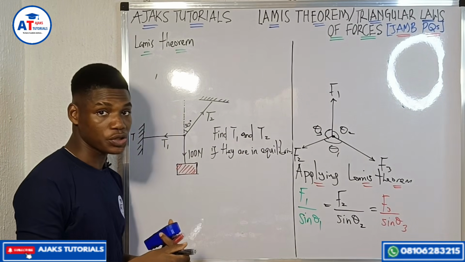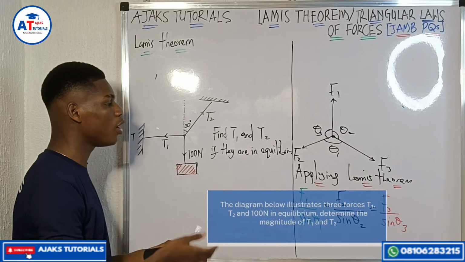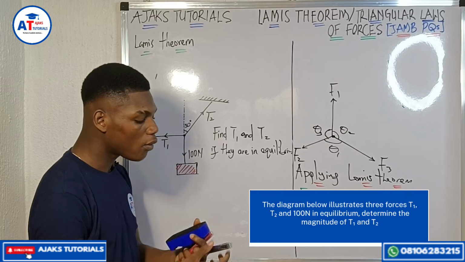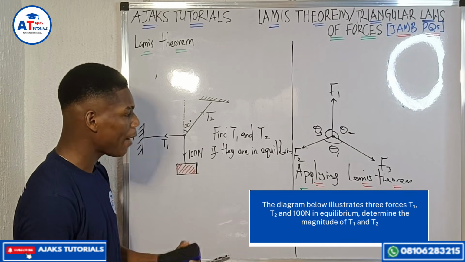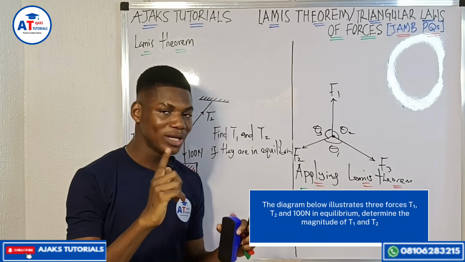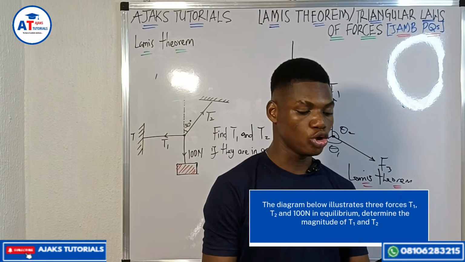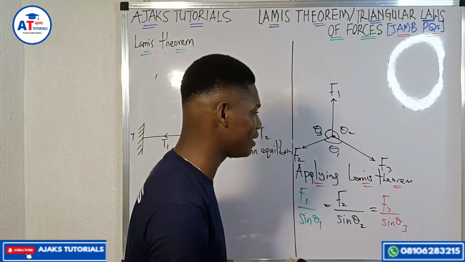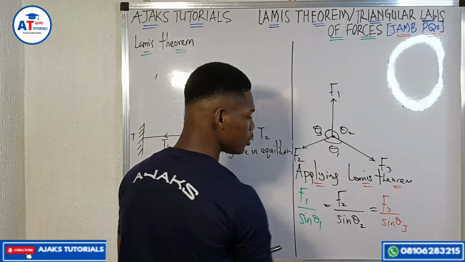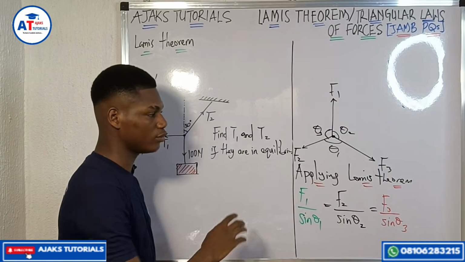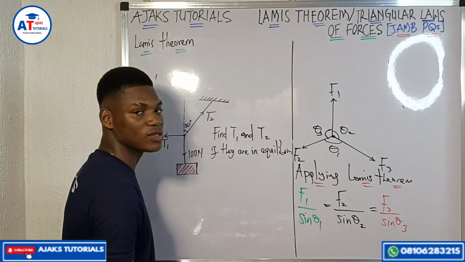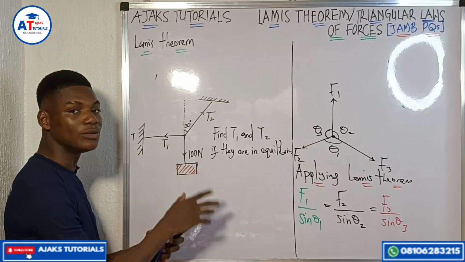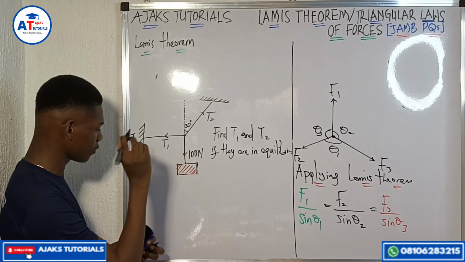Although you are going to see the question on your screen now. The question was basically: find T1 and T2, given that they are in equilibrium. Now let's solve normally. The first thing to do in Lami's theorem is to map out your triangle, your angles. Yes, mapping out your angles is very important because you need the angles. So let's write this down somewhere else, because I'll soon clean that place. Now I want to map this out again. Follow me.